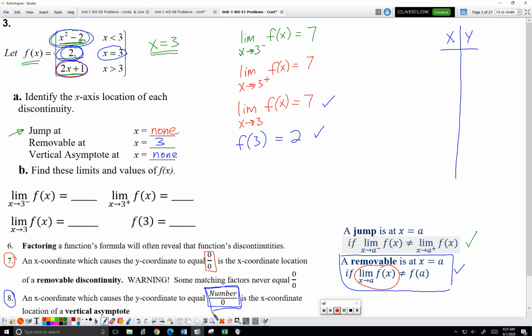Awesome. You can find the limit as x gets close to 3. Well, we've already found that right here. The limit as x approaches 3 from the left is 7. So all I have to do is write it down. The limit as x approaches 3 from the right is also 7. Therefore, the overall limit is 7. And we found the value of the function to be 2. So we're finished. Question. Awesome. Please go forward and stop that recording.